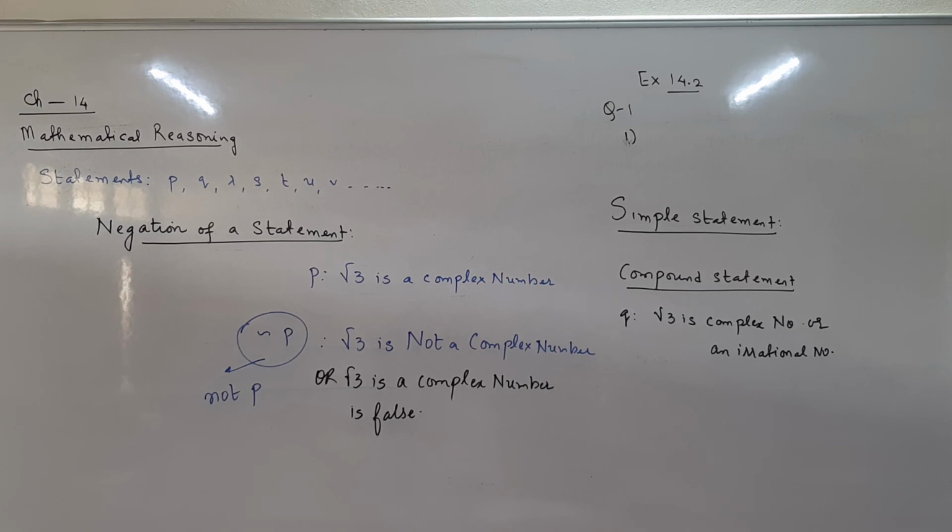So, students, these are the total theories which we have discussed today: definition of a statement, negation of a statement, simple statement and compound statement. Once again, a statement is simple if it cannot be broken down into two or more statements. A statement is called a compound statement if it can be broken down into two or more simple statements.